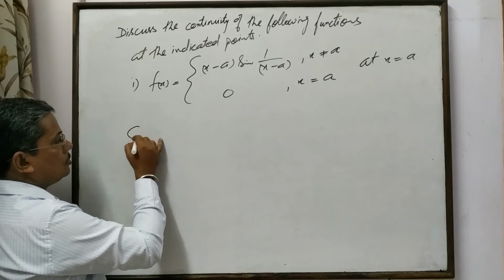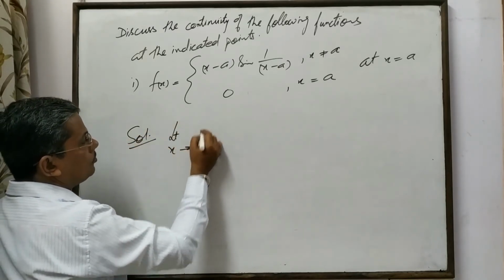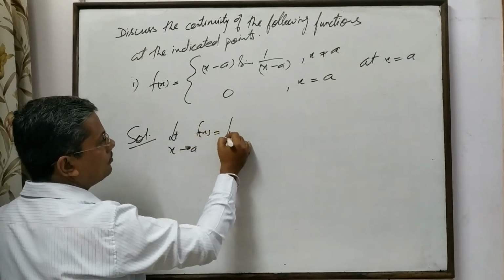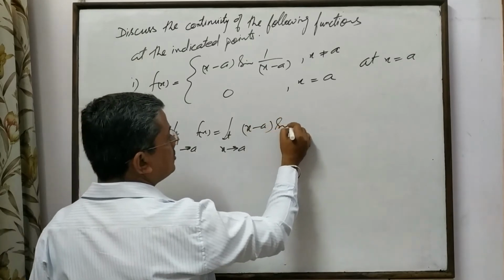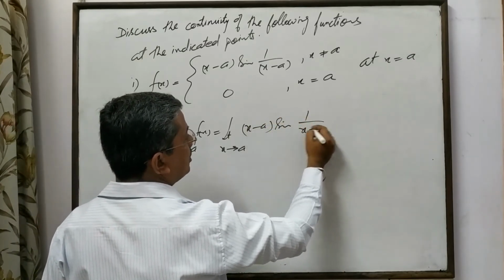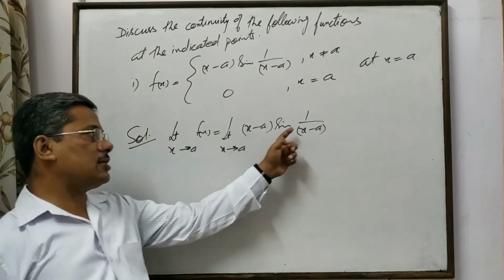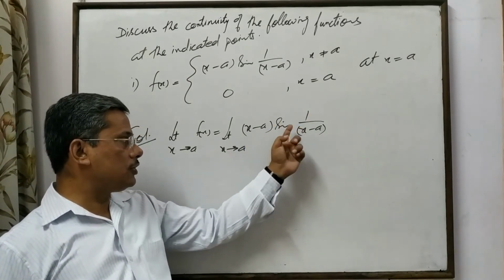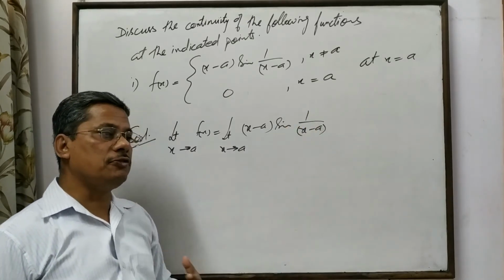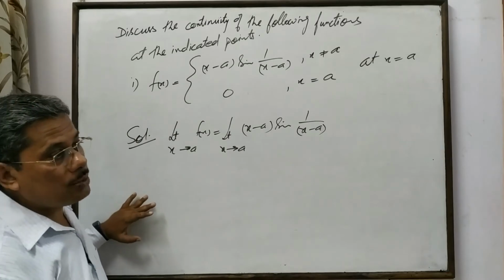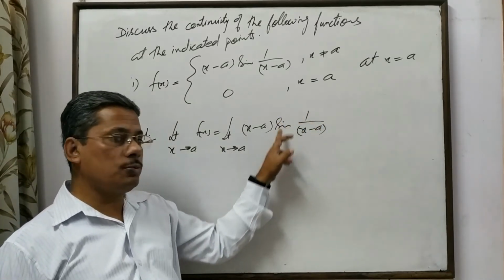Now, limit x tend to a f of x is limit x tend to a (x minus a) sine of 1 upon x minus a. Now sine 1 upon x minus a, if you substitute x is equal to a, a minus a is 0, 1 upon 0 is infinity. Now the angle comes out to be infinity.